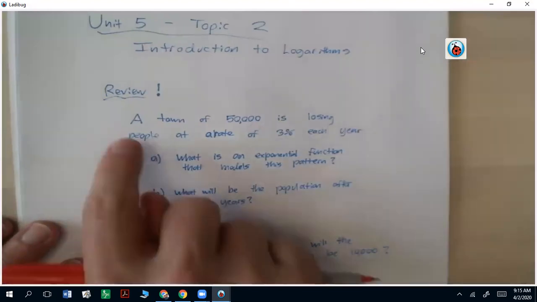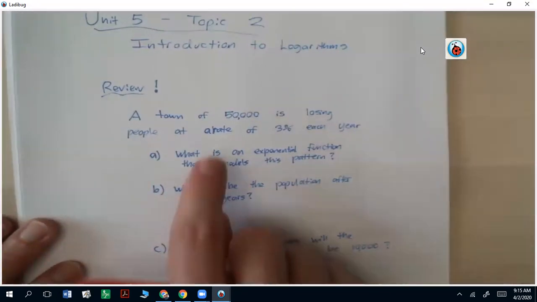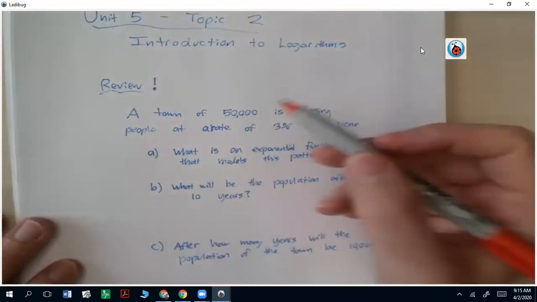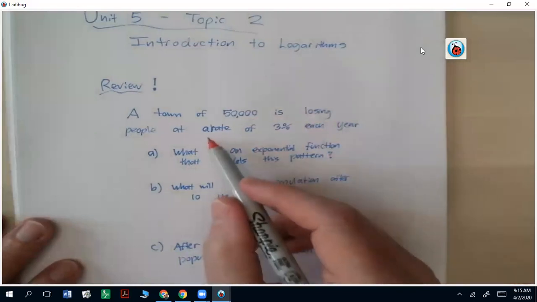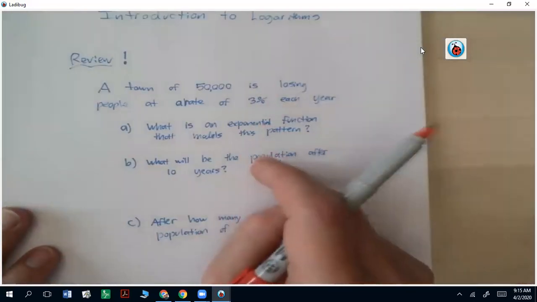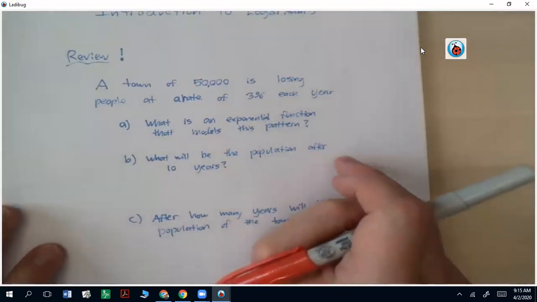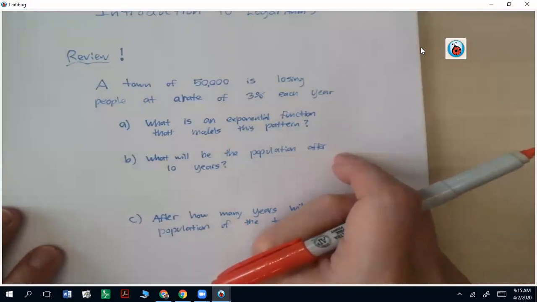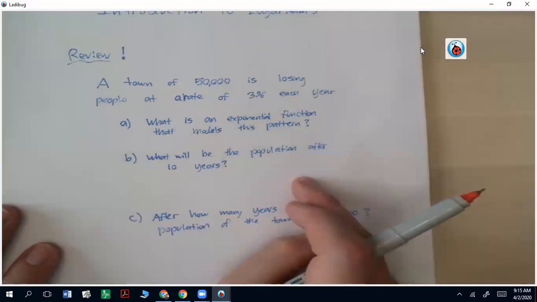So let's look at a problem similar to, if you watched yesterday's videos and you worked on the assignment, this problem should look familiar to you. A town of 50,000 people is losing people at a rate of 3% each year. We got three questions we want to address with this. Question one is, what is an exponential function that models this pattern? The second one is, what will the population be after 10 years?